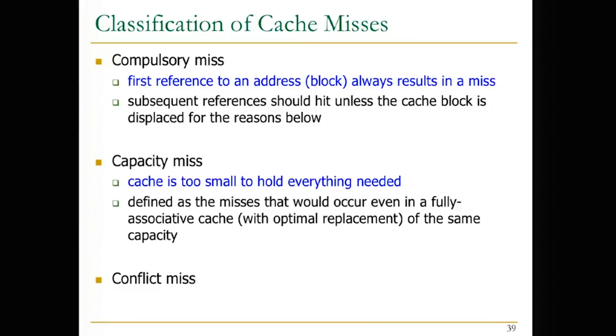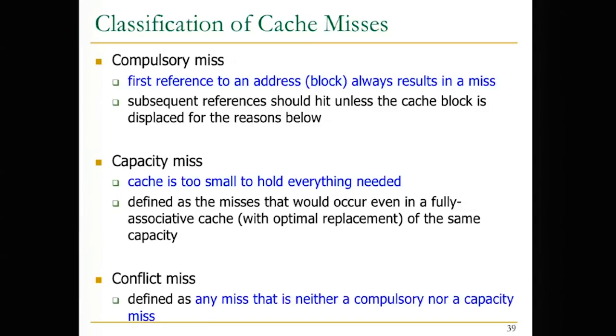Which makes sense. And conflict miss, this is just to think about the misses. There's no perfect way of defining this, I think, because what is optimal replacement? Again, we go back to that, if we define it this way. But you can think of it that way. If you have a fully associative cache and you're still getting misses, you either need a bigger cache or a better replacement policy. Okay, conflict miss is defined as any miss that is neither compulsory nor a capacity miss, as you can see.